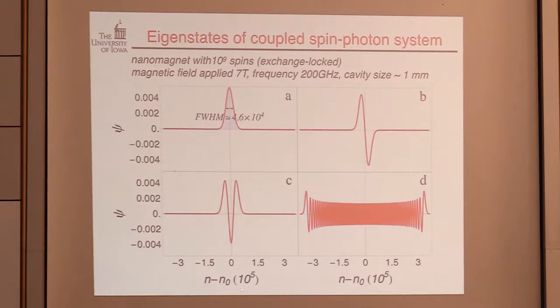All right, and this is what they look like. Again, 10^9 spins, exchange locked. These are our parameters, which may be somewhat different from experimental parameters, but we liked them. Big cavity, big field, unrealistic frequency, but, you know. And so this is the lowest energy mode of the two in that effective tight binding model, and it's distributed across about 10^5 states of spin and photon number. The next one, and this is something like the 300th state here, so you continue to build these up so you can make pulses out of the system by adding these up together and then allowing them to evolve over a coherence time for that cavity, for that nanomagnet.